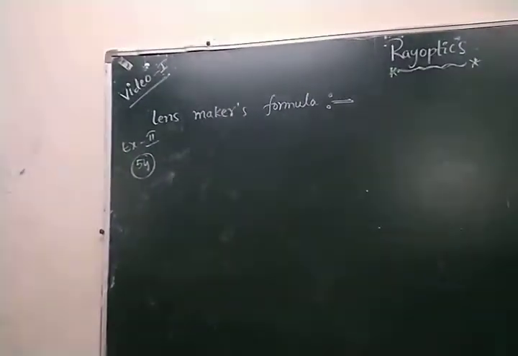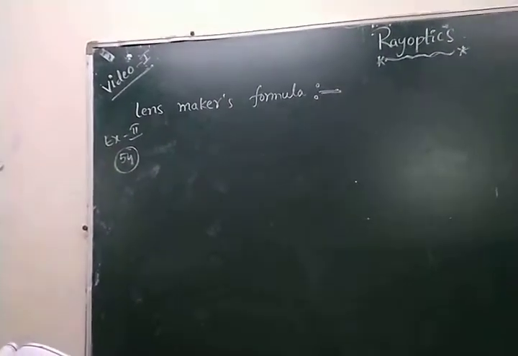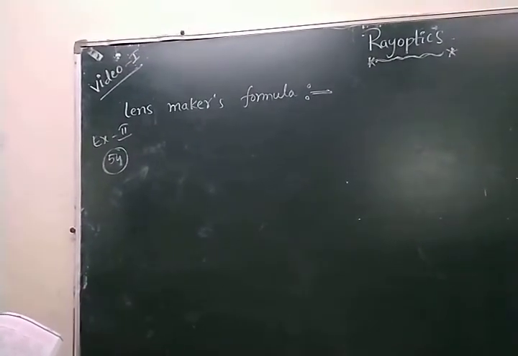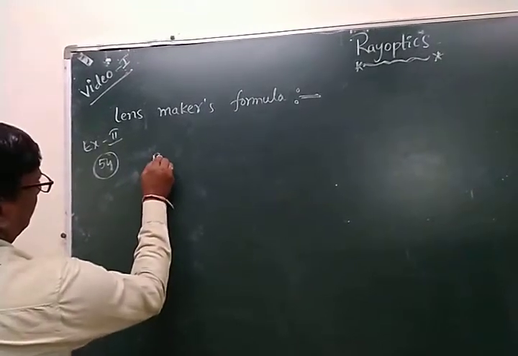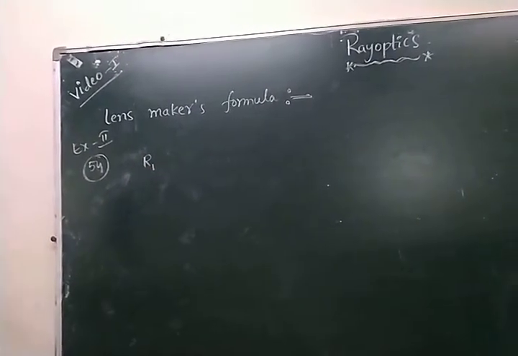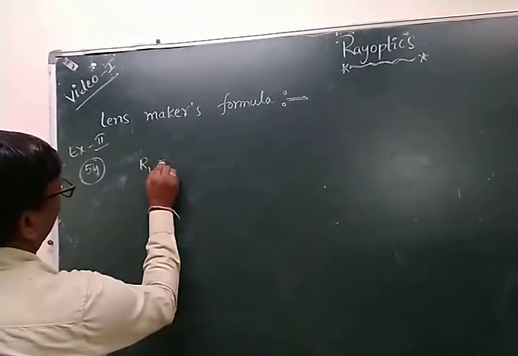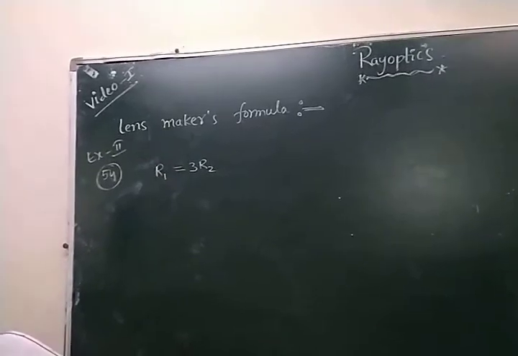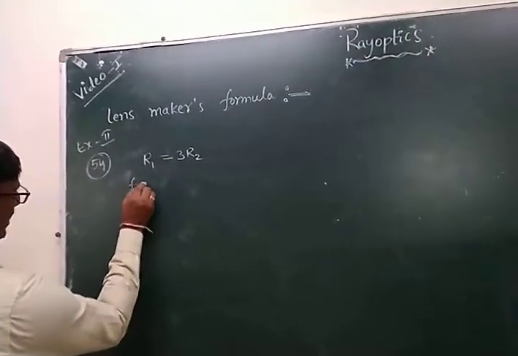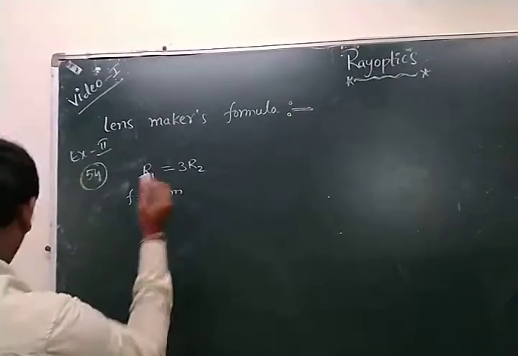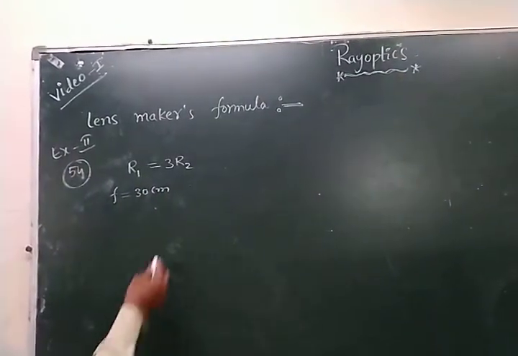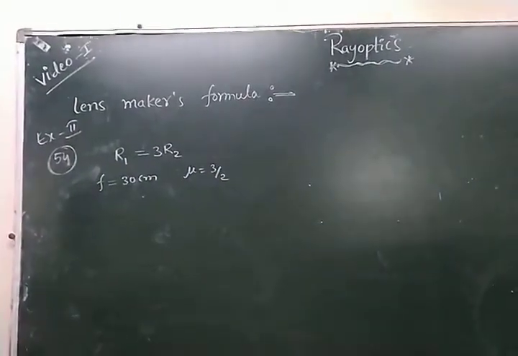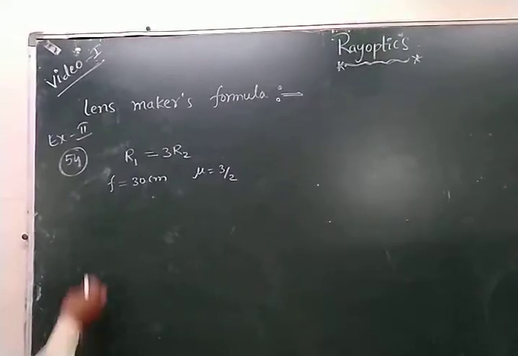See the next question, number 54. The radius of curvature of the first surface of a double convex lens is 3 times the other one. So r1 is equal to 3 into r2. The focal length of the lens, f, is given as 30 centimeters. The refractive index of the lens, nu, is given as 3 by 2. Then find the radius of curvature of the first surface.